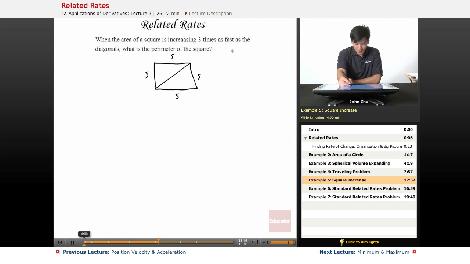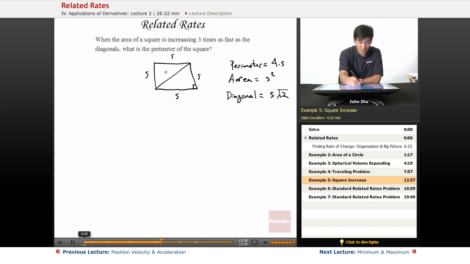Well, perimeter simply equals 4 times s. And we also know that the area of a square equals s squared. Well, what about the diagonal? Well, the diagonal is simply equal to s times root 2 by our special triangle property, 45, 45, 90. So diagonal equals s square root of 2. Well, let's call this z. So z equals s square root of 2, just for simplicity when writing.